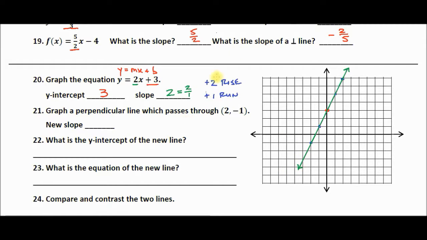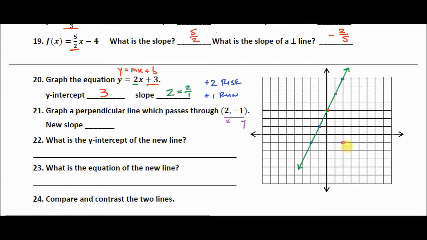Graph the equation. Question number 21. Graph a perpendicular line which passes through 2, negative 1. All right, no problem. Let's go ahead and plot this point. Positive 2, this is x, remember, there's our x value, there's our y value. Positive 2 on the x-axis, negative 1 on the y-axis. So there is our point.